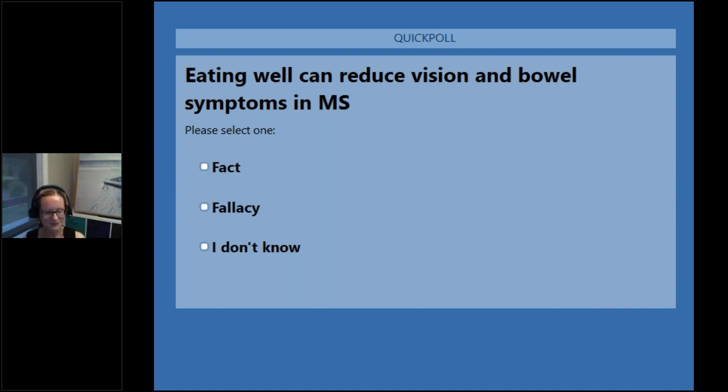We have currently about 2/3 saying fact, about 1/3 I don't know, and it's sort of around 10% is fallacy. Okay, yeah, most people have voted now. Lovely, thank you. Okay, let's have a look into this one.